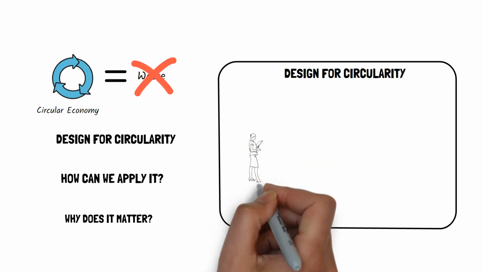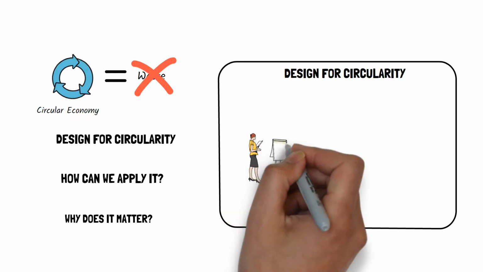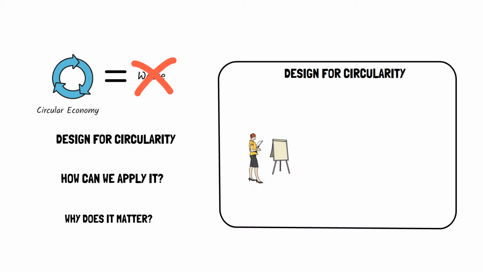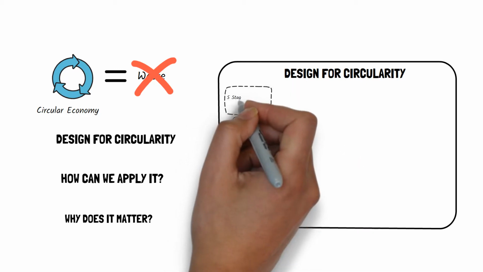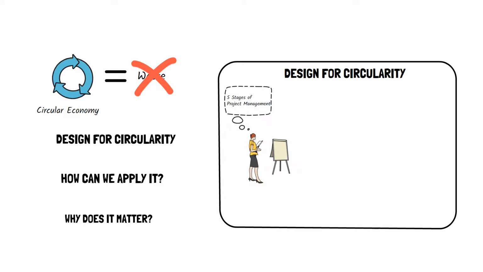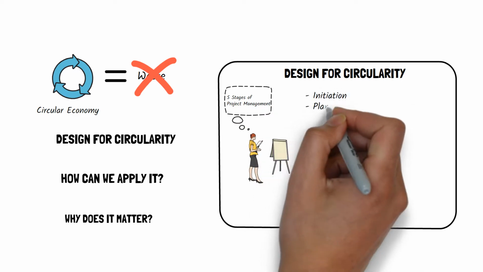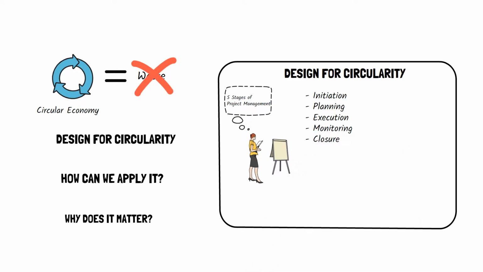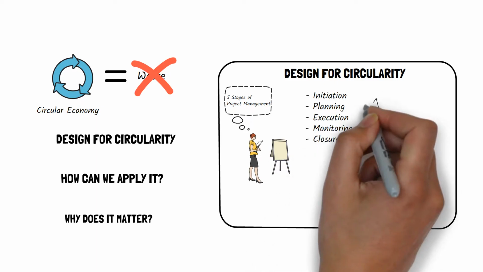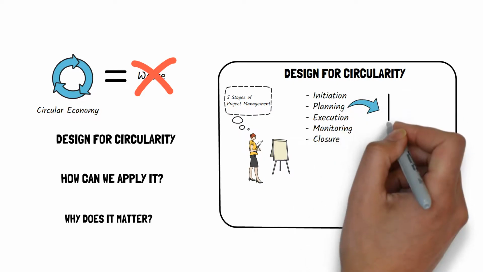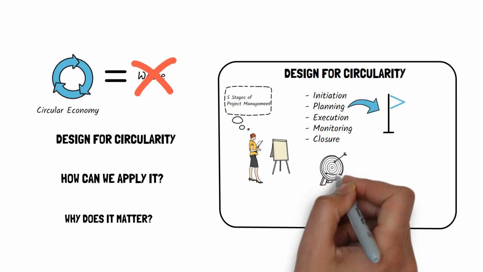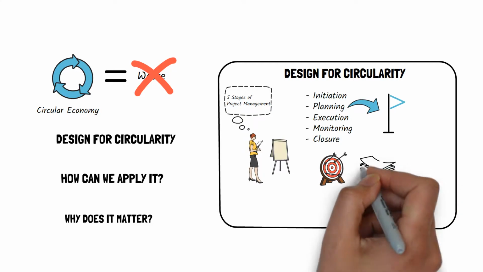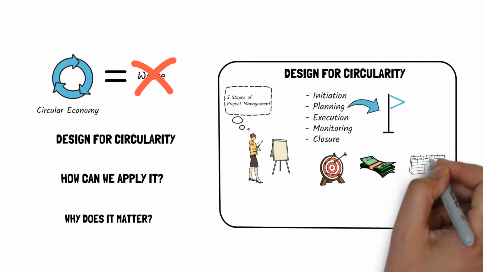Design for circularity. Imagine you are a project manager and you are responsible for the project that produces a product. So you will obviously carry out the project according to the 5 stages of project management: initiation, planning, execution, monitoring, and closure. In these 5 stages, planning is the most important stage because once the planning is done properly with scope, budget, and schedule, then only other stages can be carried out smoothly.